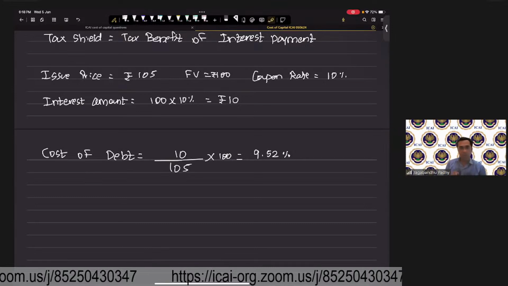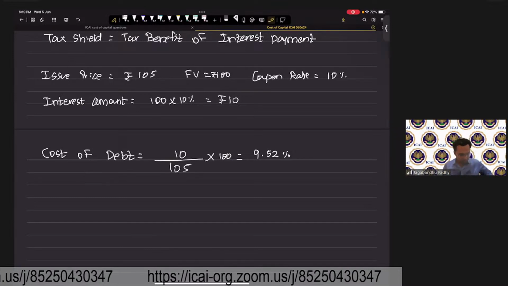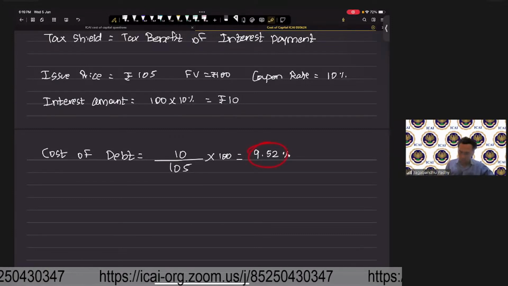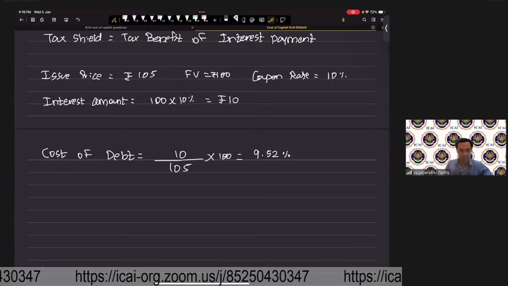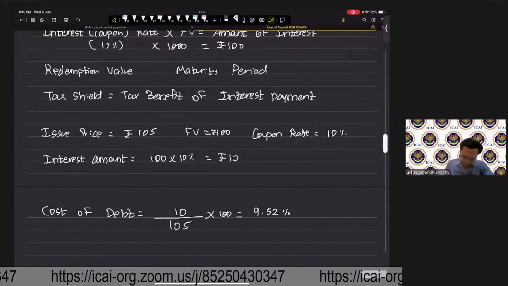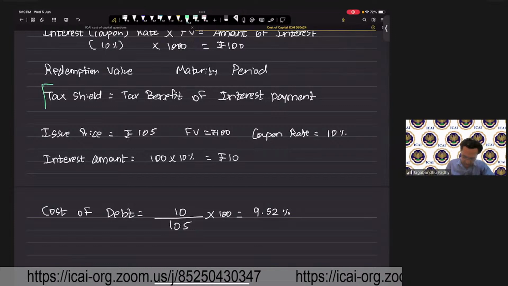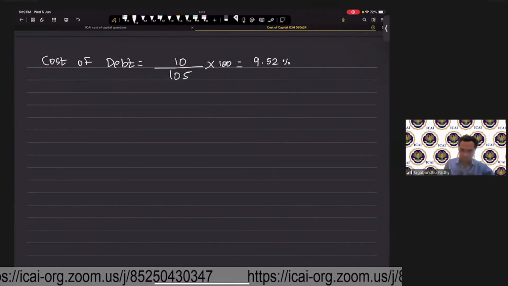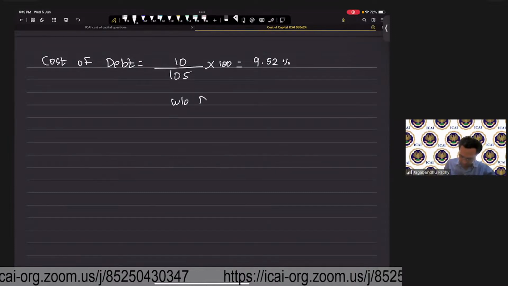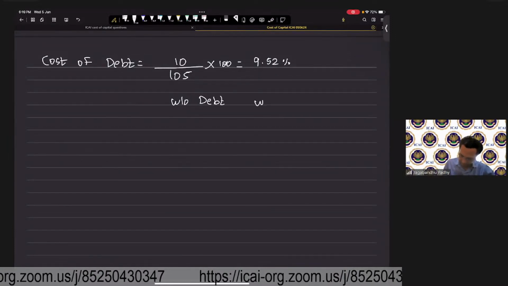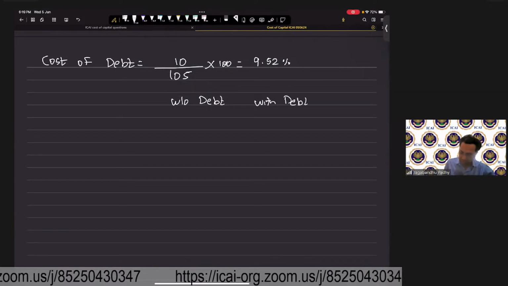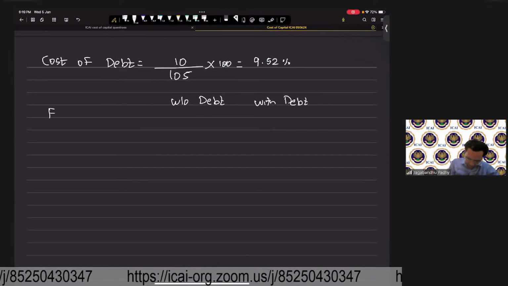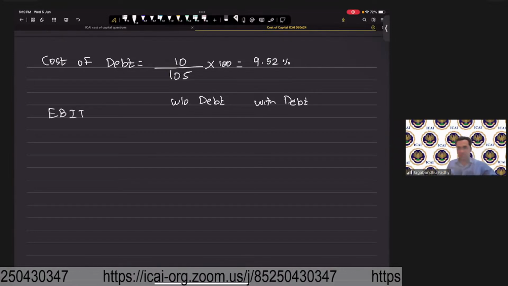But remember, in case of debt, this is not my actual cost. My cost is lower, because in debt we have something called the tax shield or tax benefit on interest. Let's understand that quickly. Let us take two scenarios: without debt and with debt. We have earnings before interest and tax.